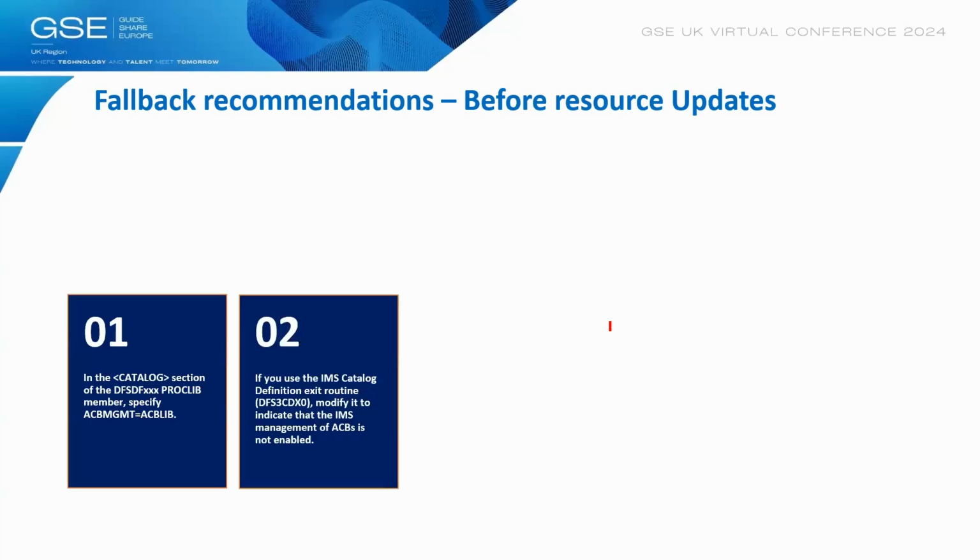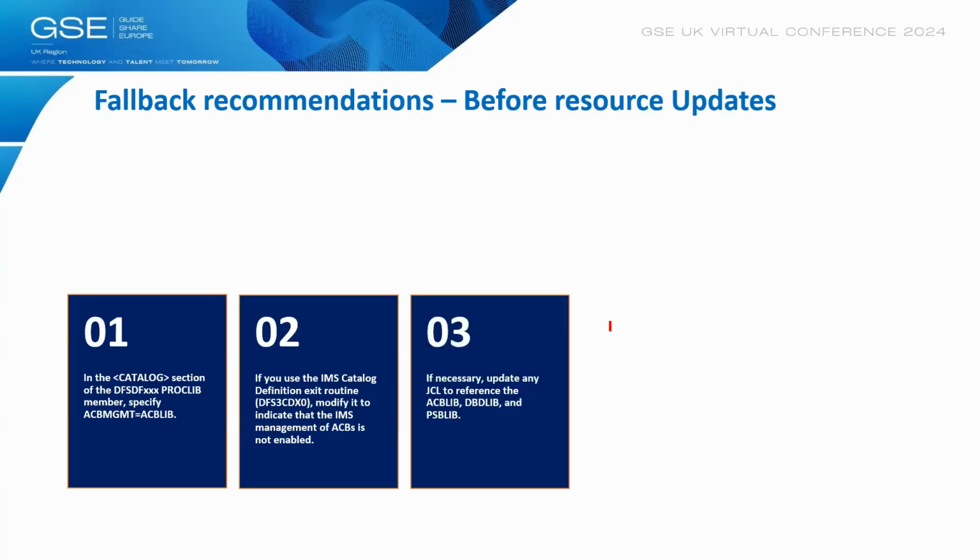Next, if you use the IMS catalog definition exit, this is basically for your batch application programs. Here also you need to make the change that now you are not running with the managed ACBs, so that the batch application programs go back and refer to the ACB libs or the DBD libs and the PSB libs. If necessary, you also need to update any of your JCL references to the ACB lib, DBD lib, and the PSB libs if you have already removed them.